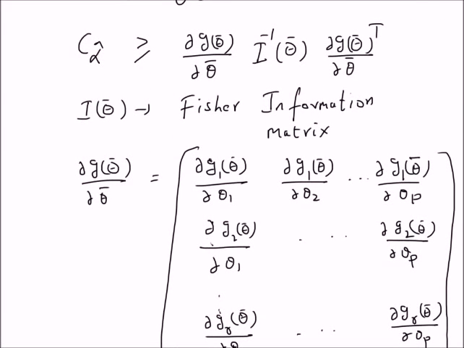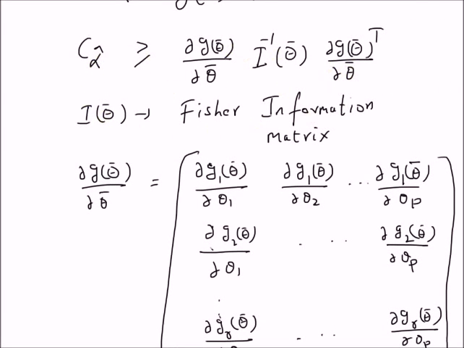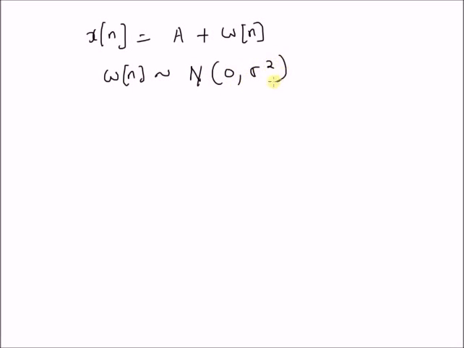So let us look at an example illustrating this theorem. Consider a linear model x of n that has a constant and a white noise component. That is, w of n has a Gaussian distribution with mean equal to 0 and variance equal to sigma square. So our goal is to derive the CRB for a parameter alpha defined as a square by sigma square, which basically signifies the SNR of the observations x of n.